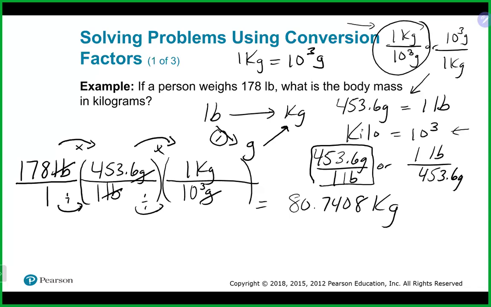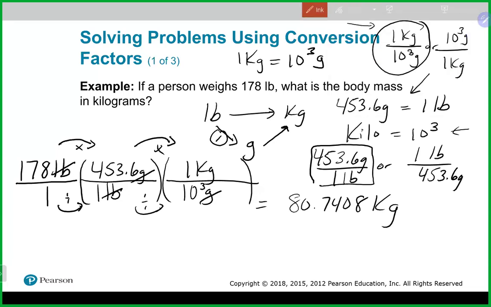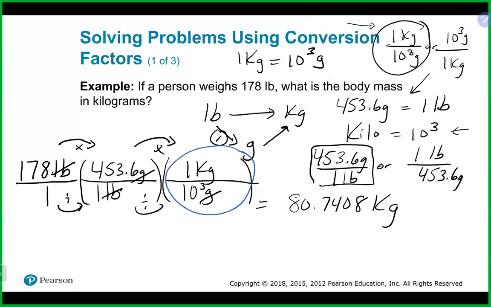Now we need to think about significant figures, right? So first off, we look at our conversion factor there at the end. Do I have to worry about this one in terms of significant figures? I do not. That is a metric to metric conversion. That's an exact number. I do not have to worry about it.